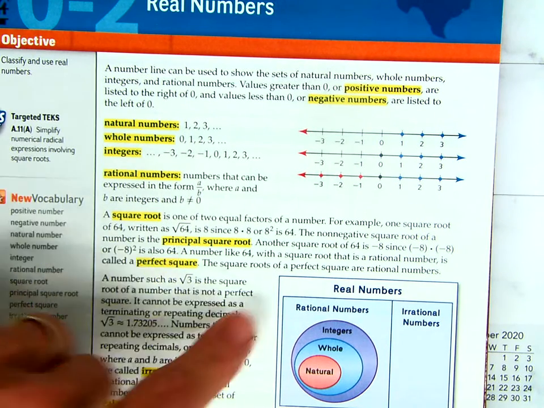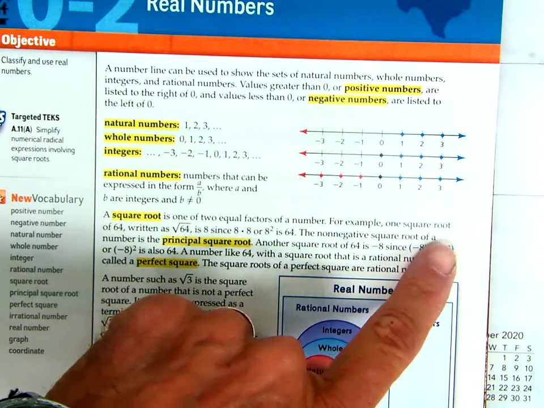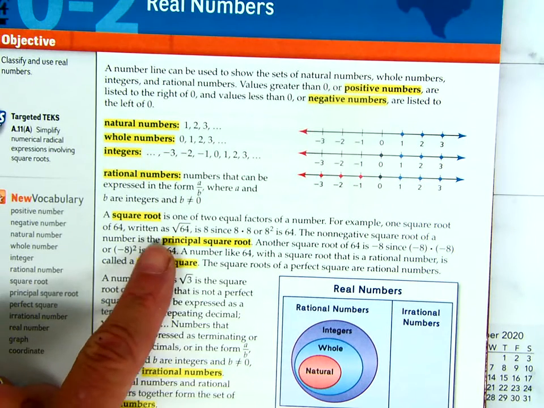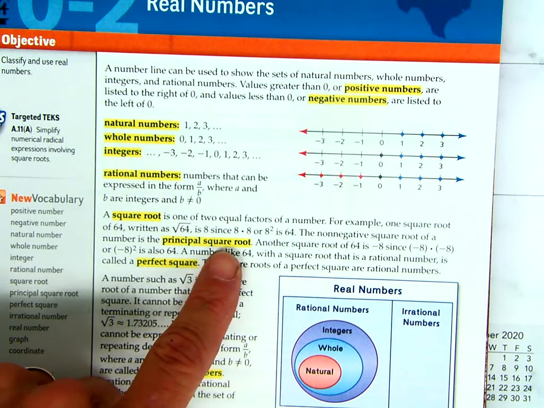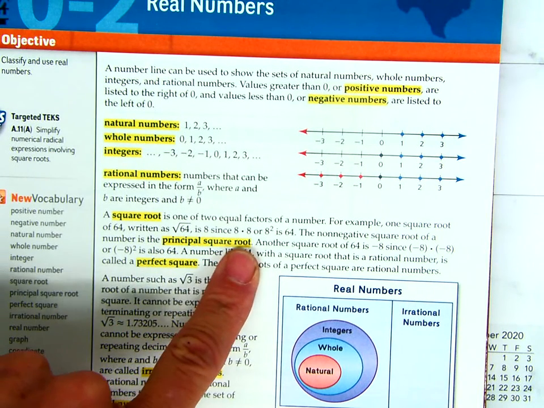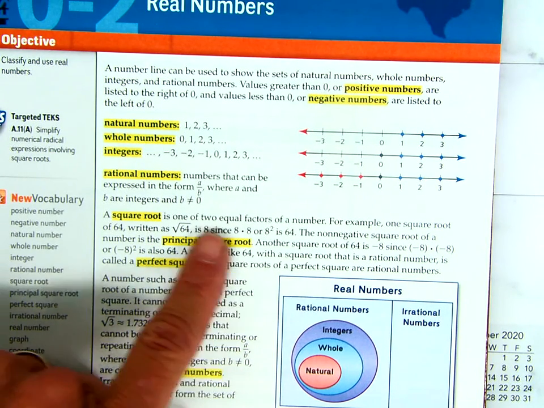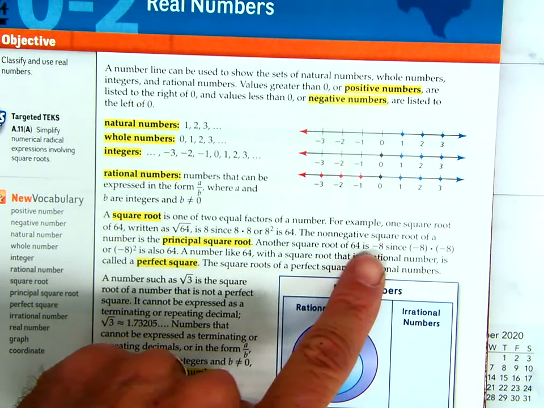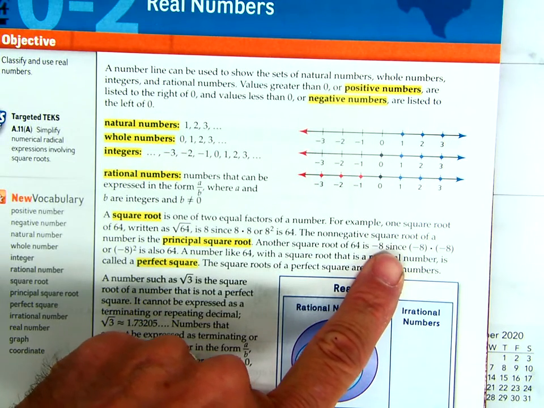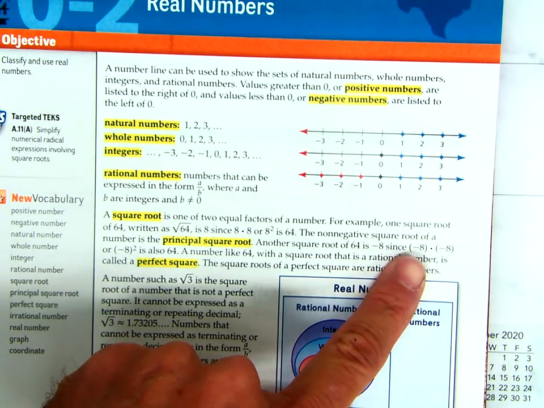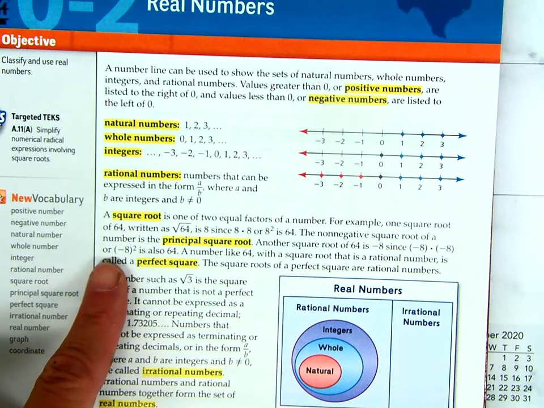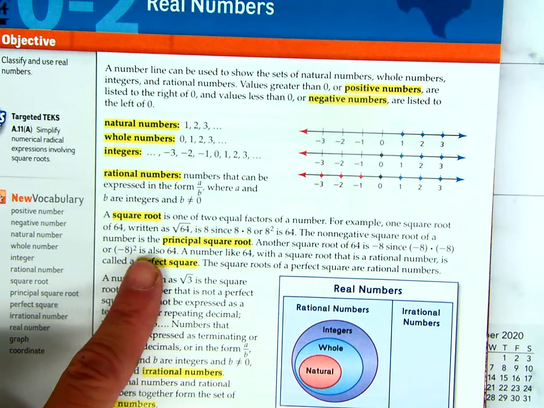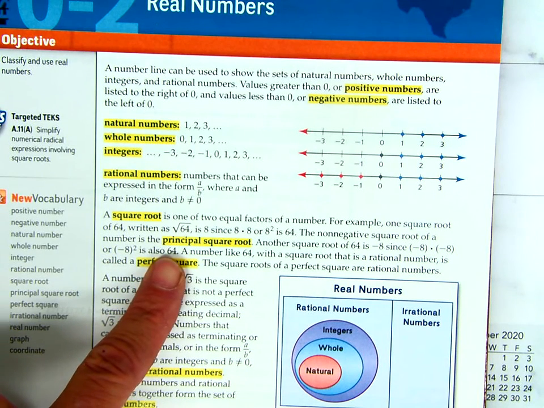Square root of 64. The non-negative square root of a number is the principal square root. We won't need to remember that. Another square root of 64 is negative 8, since negative 8 times negative 8, or negative 8 squared, is also 64.